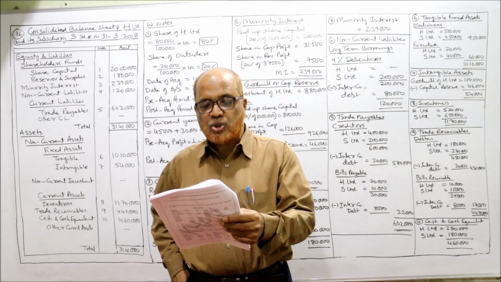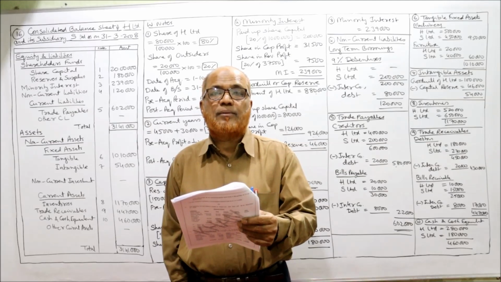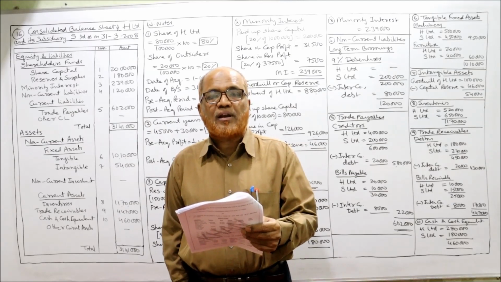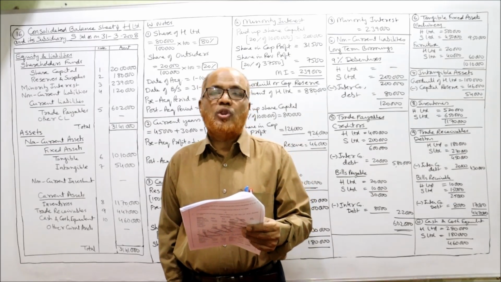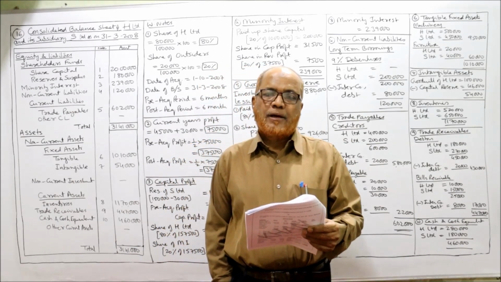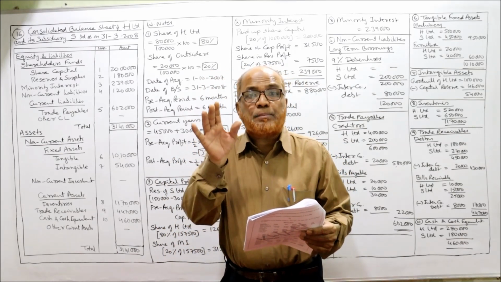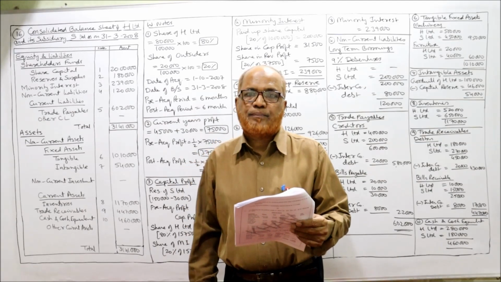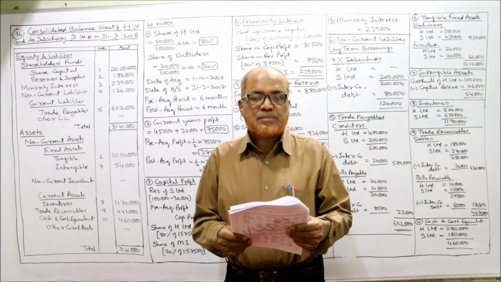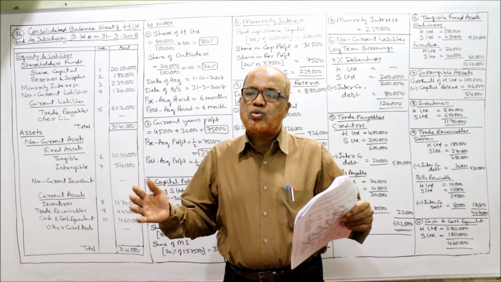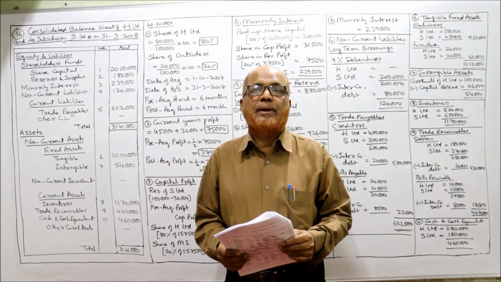9% debentures 2 lakh rupees in S Limited. This is the first problem where we have debentures also, non-current liability. The debentures we have only in subsidiary company, 2 lakh, right? Next, bills payable and creditors. These two we combine to make trade payable.